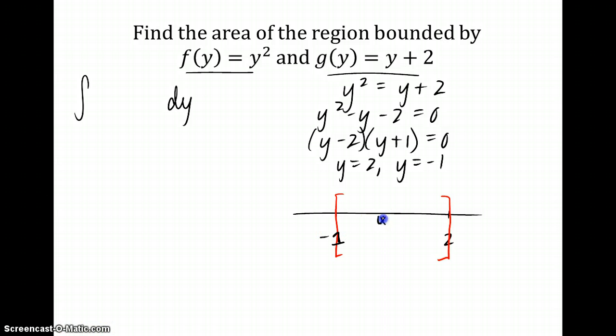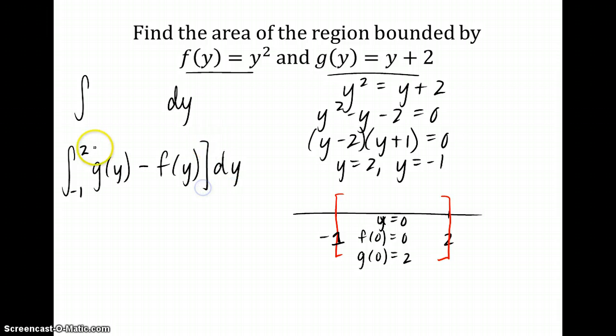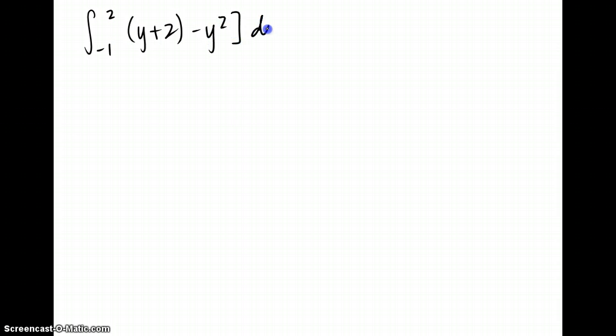Alright, so let's pick y is equal to 0. So f of 0 would be 0. G of 0 would be 2. So the line is bigger than the quadratic on the interval from negative 1 to 2. So when we set up the integral from negative 1 to 2, g of y minus f of y. Alright, so that's the integral from negative 1 to 2, y plus 2 minus y squared. Nothing to combine here.